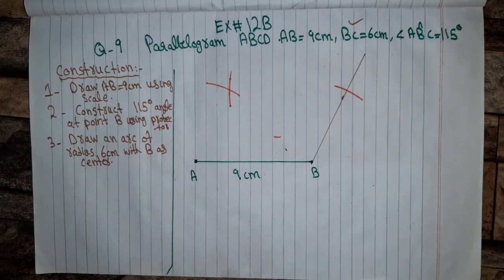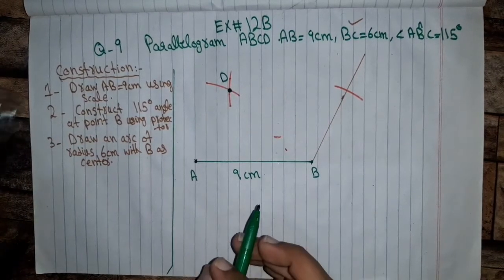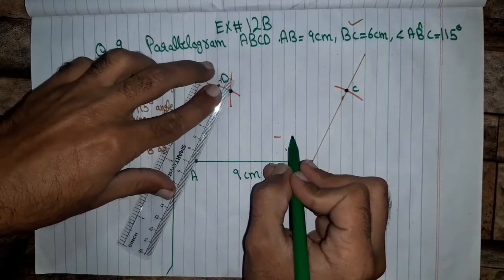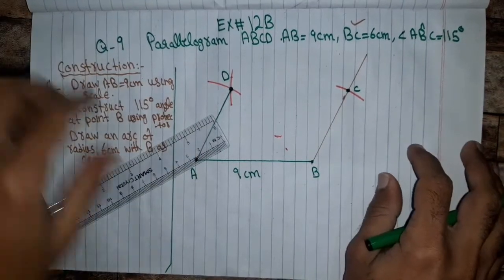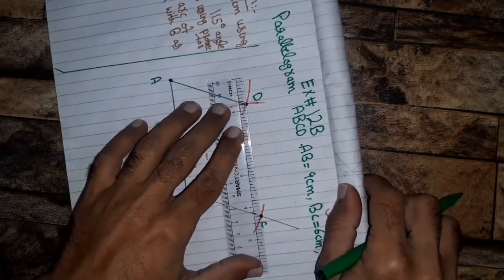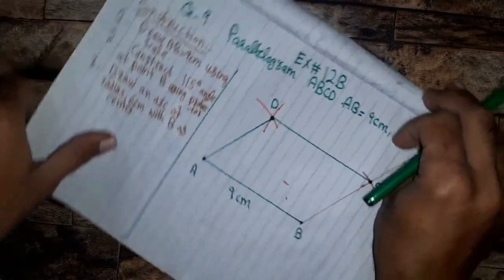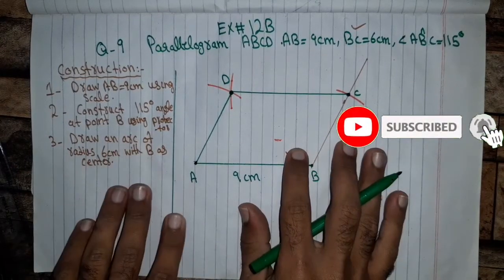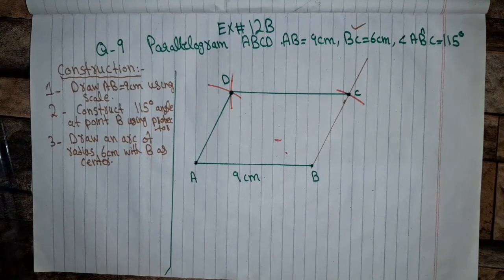So this is the point where point D is formed. So we'll join, this is point C, D and now A. Okay, so now this is our given parallelogram. So we will write step 4.